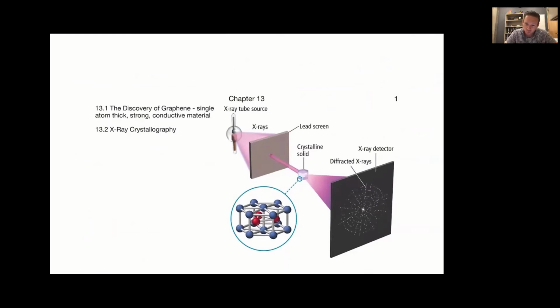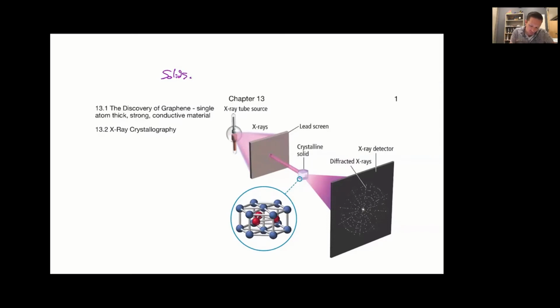Like one really good problem, I think. There's a couple conceptual ones that are kind of interesting. So chapter 13 is all about solids and modern materials, meaning things that we use in our everyday lives, which maybe weren't here 100 years ago.